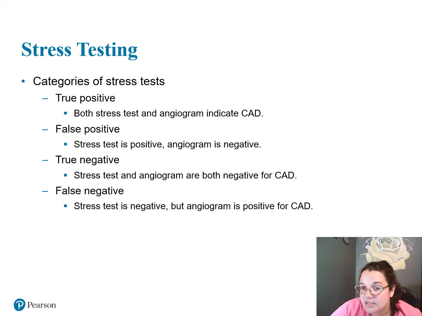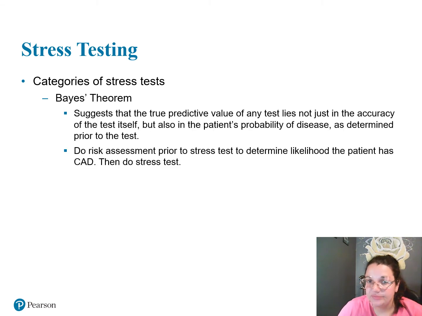What is a false positive? When the stress test says that they have coronary artery disease and it's positive, but the angiogram says no, this patient does not have coronary artery disease. It is negative. So this would be a false positive. Then you have true negative, meaning the stress test says it was negative and the angiogram says there is no coronary artery disease. A false negative is when the test is negative, but the angiogram is positive. So this is just using that thinking cap, using your critical thinking.